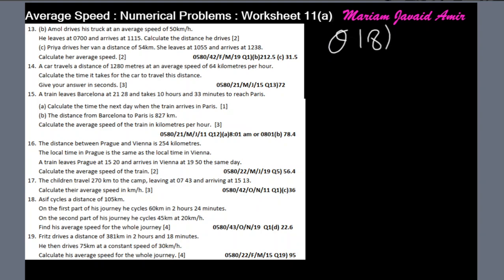Asif cycles a distance of 105 kilometers. On the first part of his journey, he cycles 60 kilometers in 2 hours 24 minutes. On the second part of his journey, he cycles 45 kilometers at 20 kilometers per hour. Find the average speed for the whole journey. So average speed is total distance, which we know is 105 kilometers, and also total time. So we need the total time of the journey.